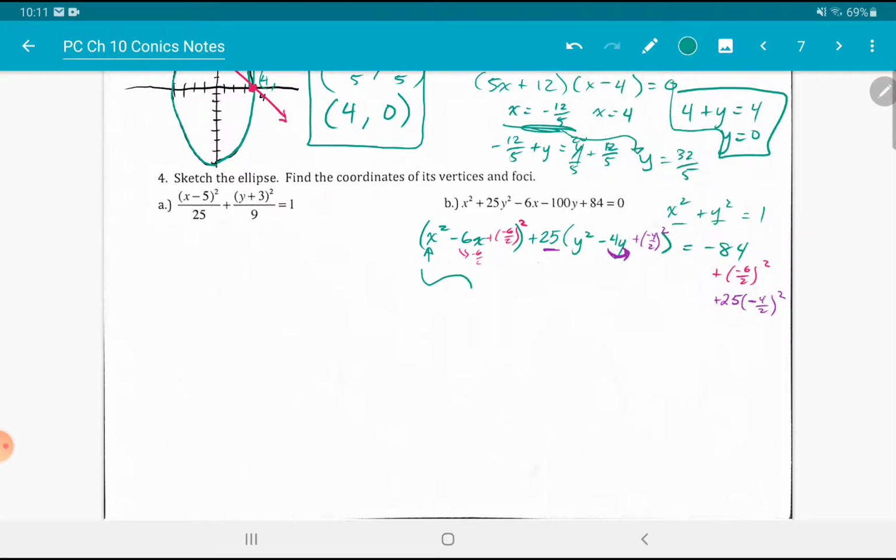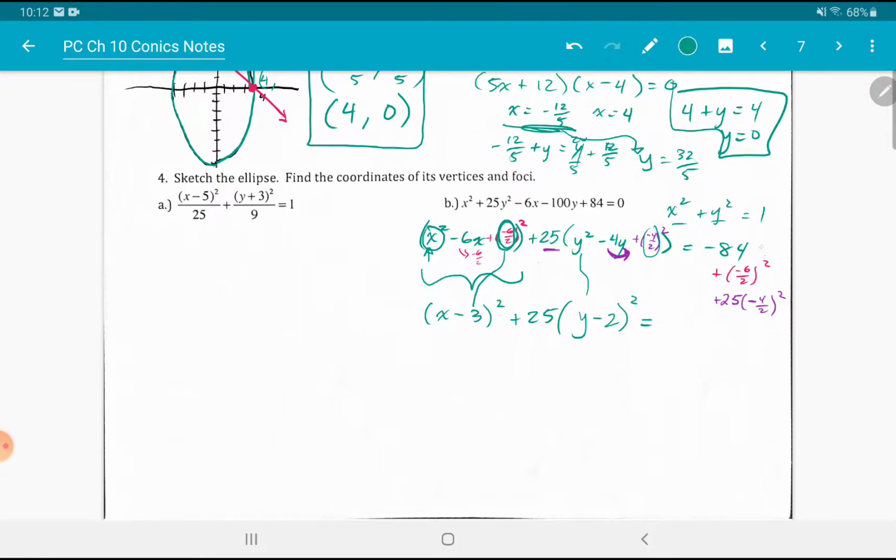We see that this perfect square trinomial will now become x minus 3 quantity squared. I take my x value there, and negative 6 over 2 gives me the minus 3. Plus 25 times, what do we have here? We have y, negative 4 over 2 is minus 2 squared, just like that. That gives us our perfect square trinomial. The entire left side is nice and simplified now.